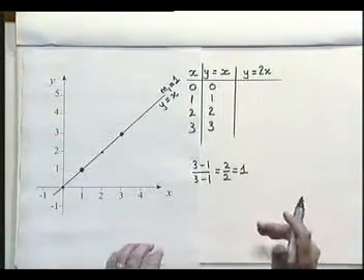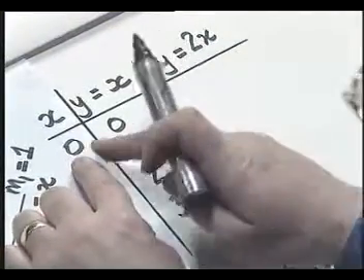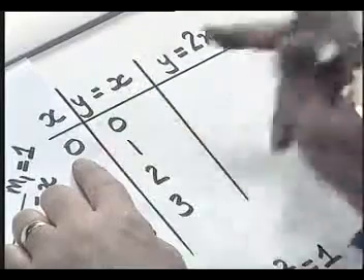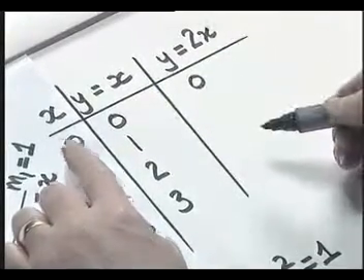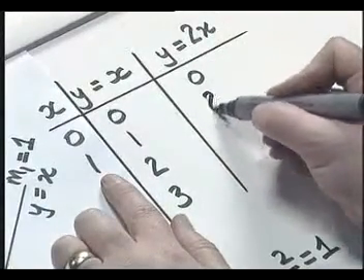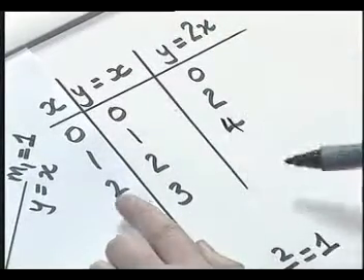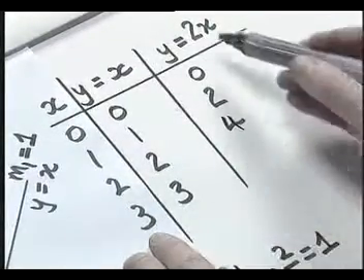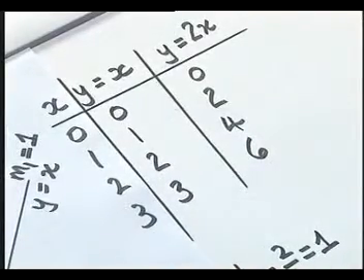Let's see what the y-coordinates will be this time. Well, the y-coordinate is always 2 times the x-coordinate. So if the x-coordinate is 0, the y-coordinate will be 2 times 0, which is still 0. When x is 1, y will be 2 times 1, which is 2. When x is 2, y is 2 times 2, which is 4. And when x is 3, y is 2 times 3, which is 6. Let's pop these on as well.